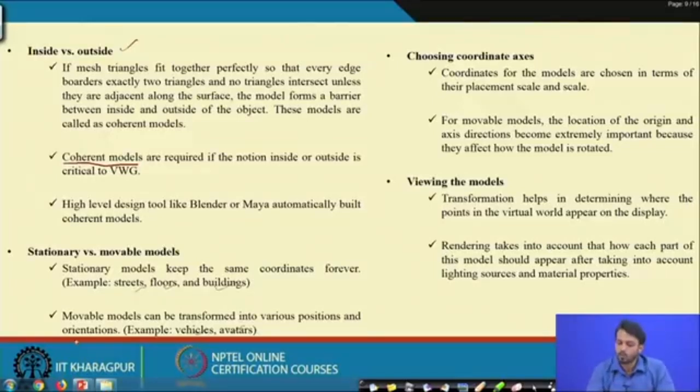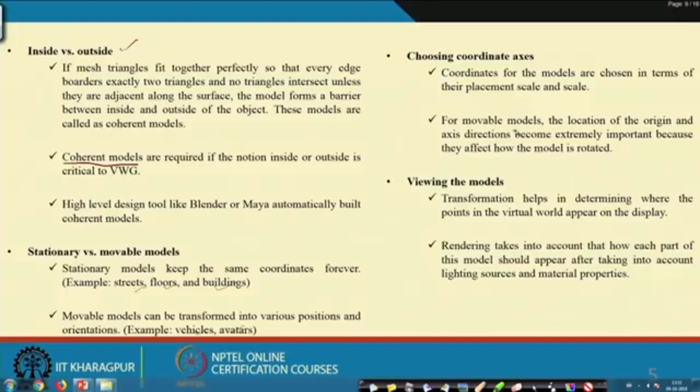Similarly, there is the choosing of coordinate axes. The coordinate axes for the models are chosen in terms of their placement and scaling. For movable models, the location of the origin and axis direction become extremely important, because they affect how the model is rotated. For static models, their placement and scaling are very important, because in replicating the real world, the static models and the movable models should look like the exact components present in the real world, so that the user can feel immersed in that particular virtual environment. For movable models, the origin and axis direction decide how the model is translated and how it is rotated.